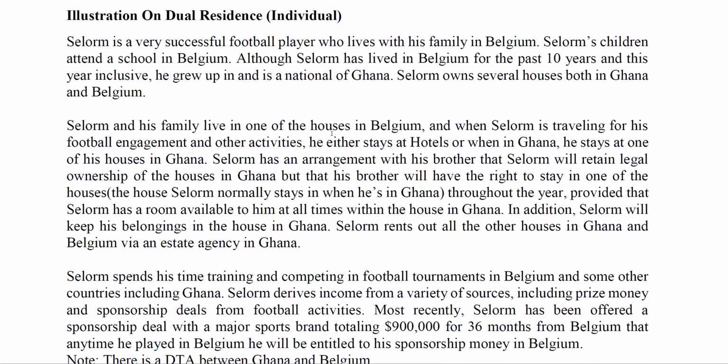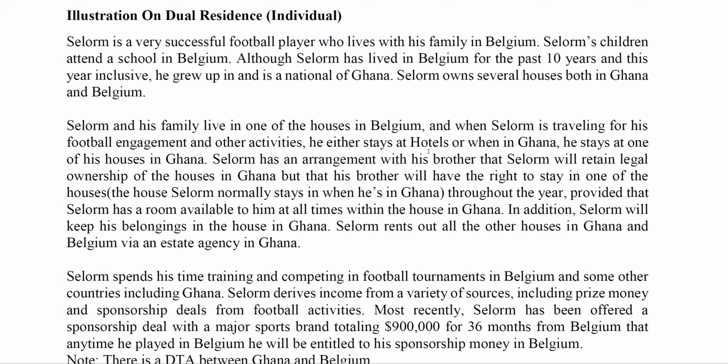Okay, so let's see how you guys can answer this. Selom is a very successful football player who lives with his family in Belgium, right? Selom's children attend a school in Belgium, although Selom has lived in Belgium for the past 10 years, this year inclusive. He grew up in and is a national of Ghana. Selom owns several houses, both in Ghana and Belgium. Selom and his family live in one of the houses in Belgium, right? And when Selom is traveling for his football engagement and other activities, he either stays at hotels or, when in Ghana, he stays at one of his houses in Ghana.